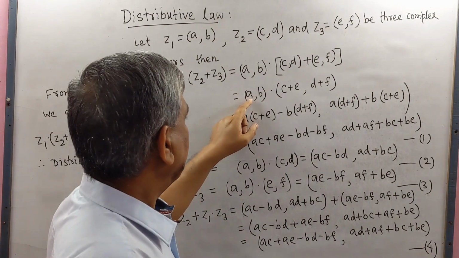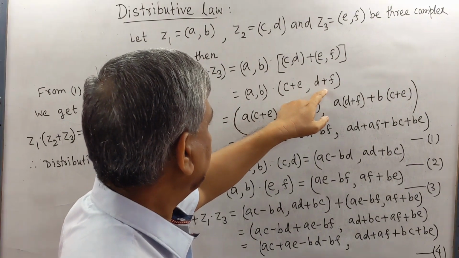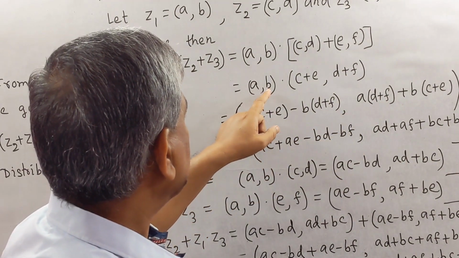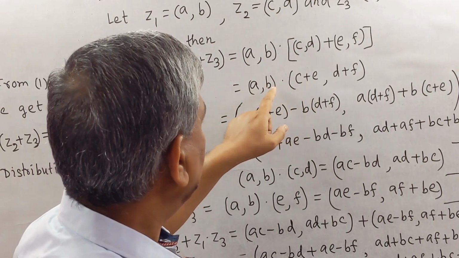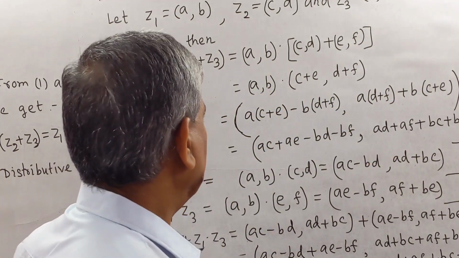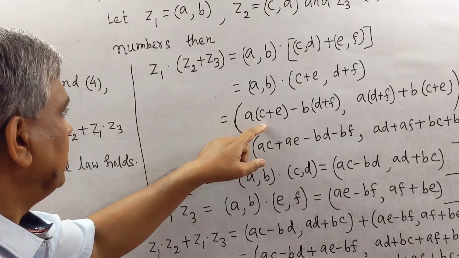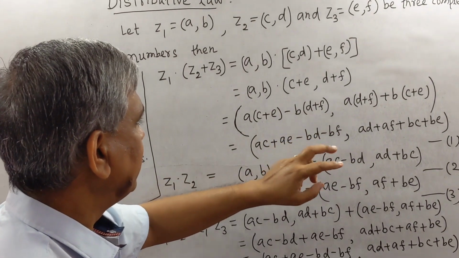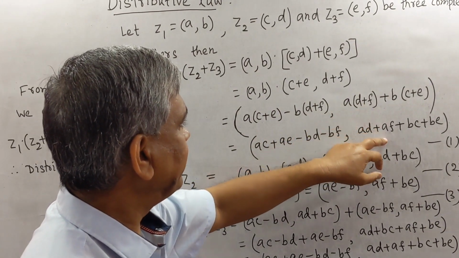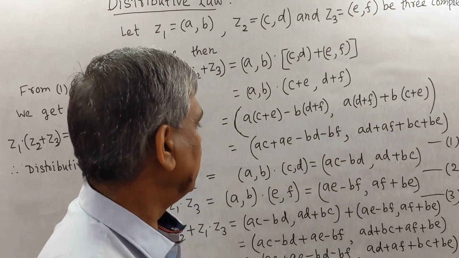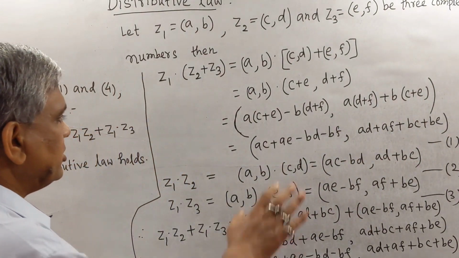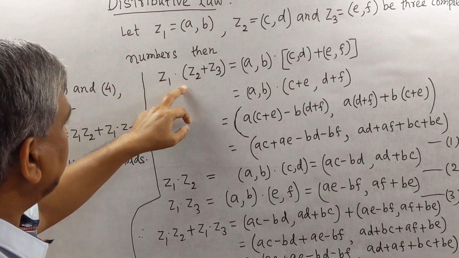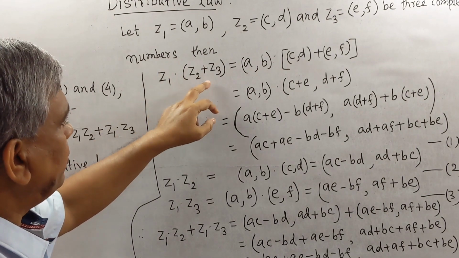Then this and this, a(d plus f), then plus this and this, b(c plus e). So we multiply: ac plus ae minus bd minus bf. Here ad plus af plus bc plus be. This is number 1. We get here Z1 multiply by (Z2 plus Z3).